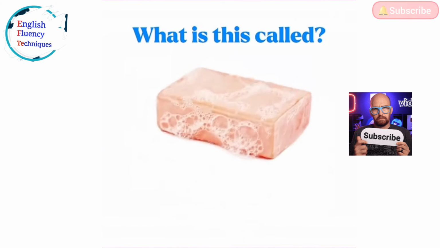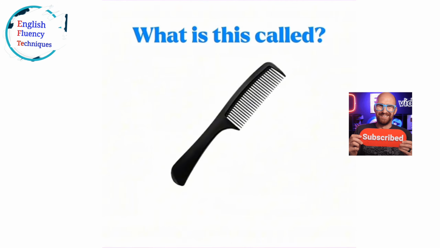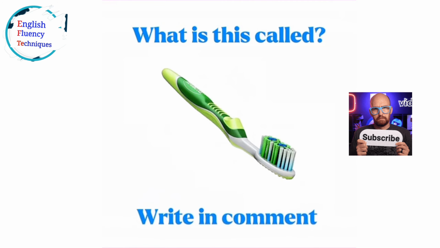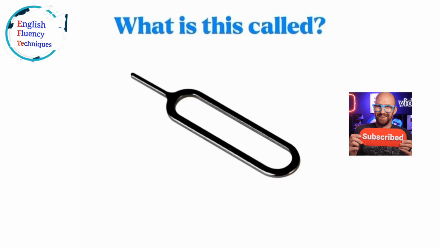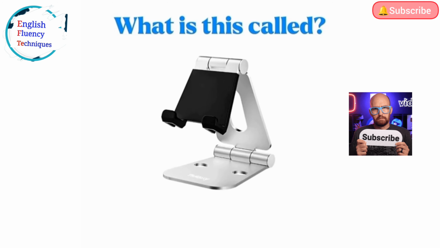What is this called? Tissues. What is this called? Soap. What is this called? Comb. What is this called? SIM ejector tool. What is this called? Phone holder.